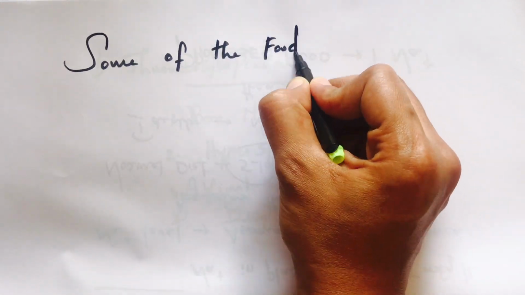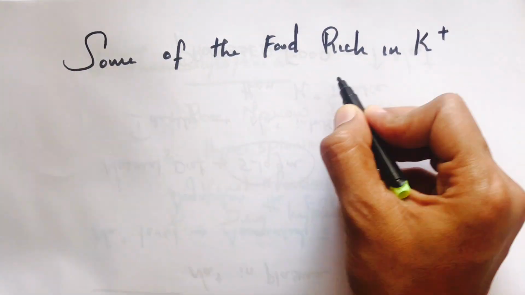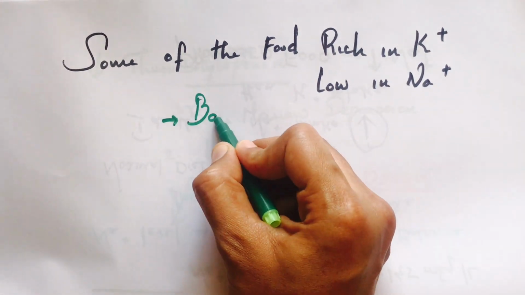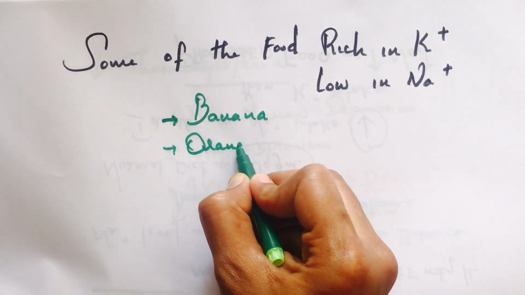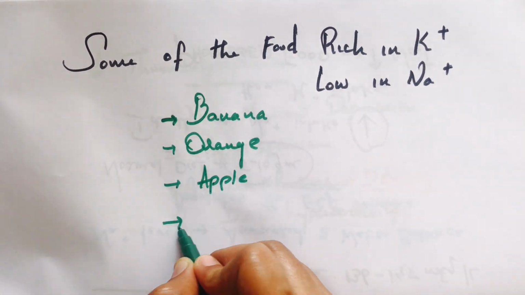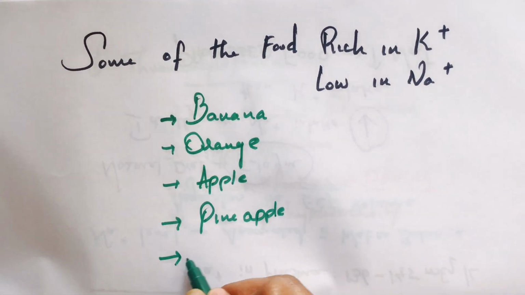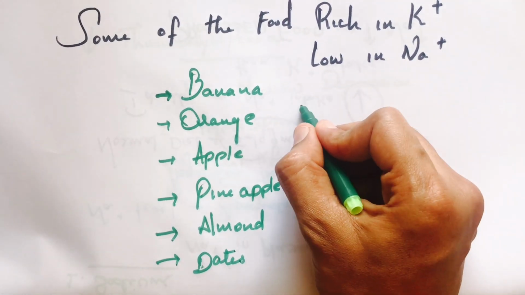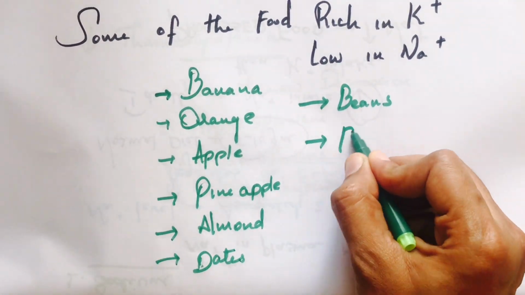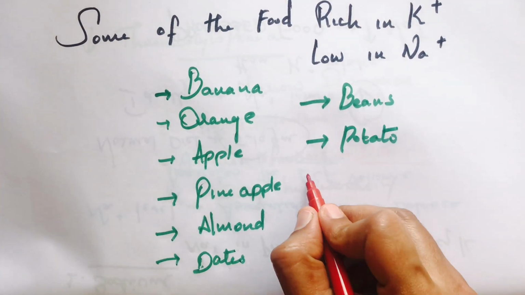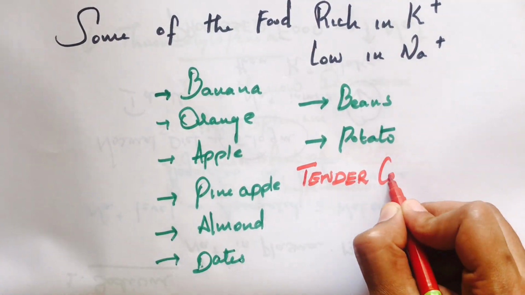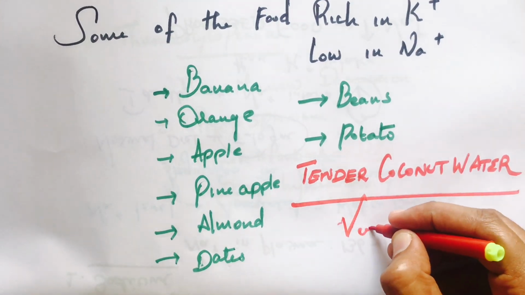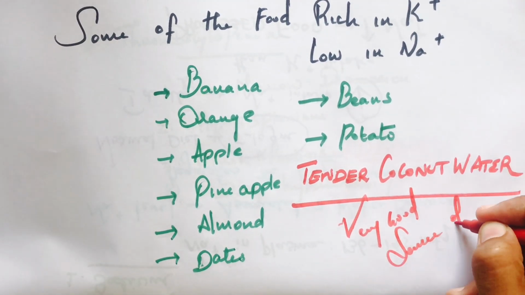Here are some of the foods which contain more potassium but less sodium. Banana, orange, apple, pineapple, almond, dates, beans, potato. These are the foods which contain more potassium. Tender coconut water is a very good source of potassium.